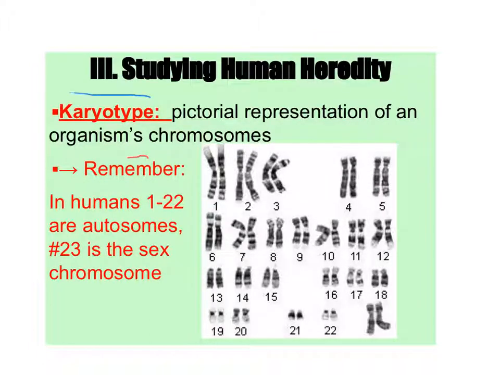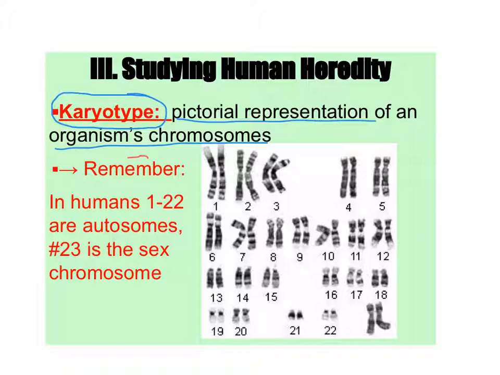All right, a person's karyotype, or an organism's karyotype, is just a pictorial representation of an organism's chromosomes. So basically, how many chromosomes do you have? How many of each pair do you have? And how big are the chromosomes? That's basically an organism's karyotype.